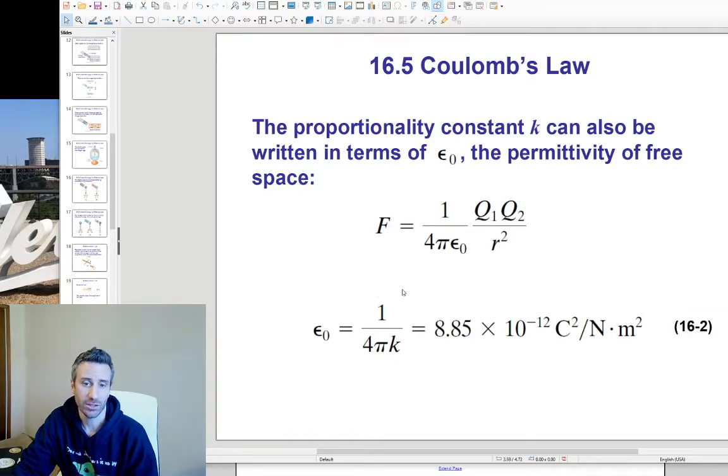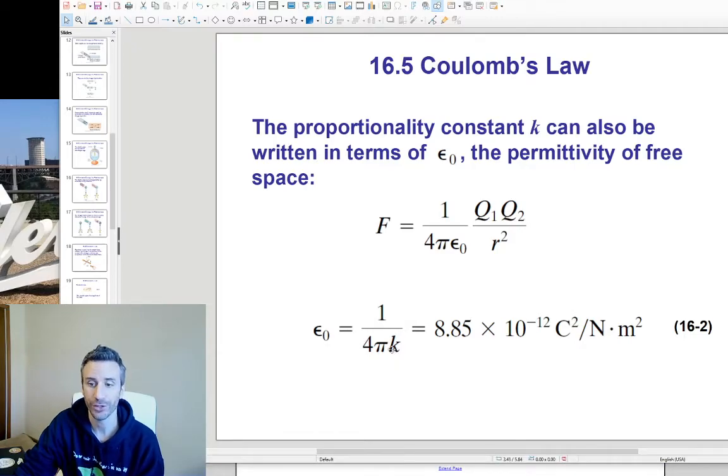This is where things are a little bit annoying in terms of being unnecessarily mathy for us. All I'm going to say here is that the value of K can be essentially converted into what's known as the permittivity of free space. This is epsilon naught. Epsilon naught is the permittivity of free space. It basically is a different representation of the value of K.